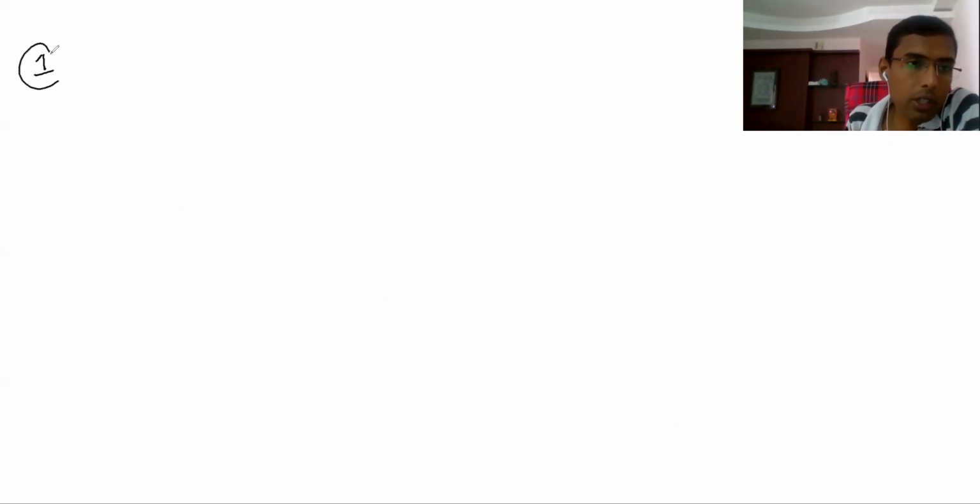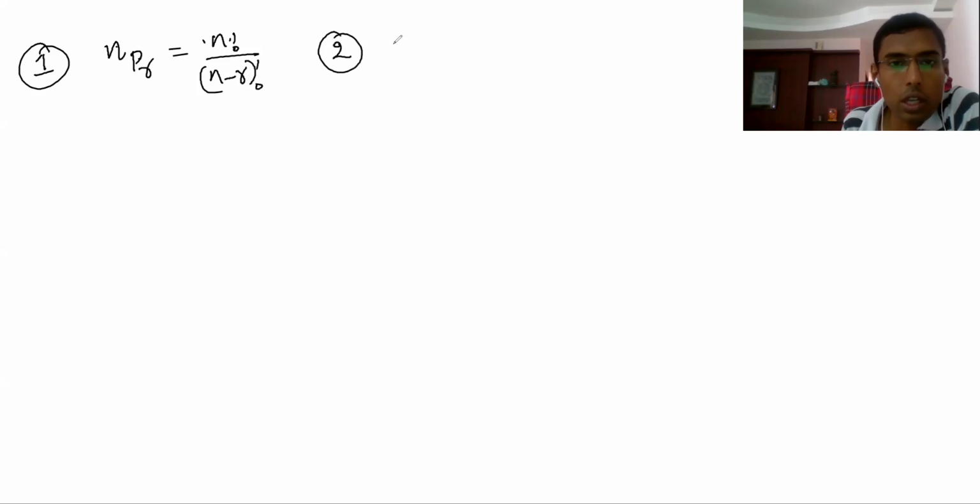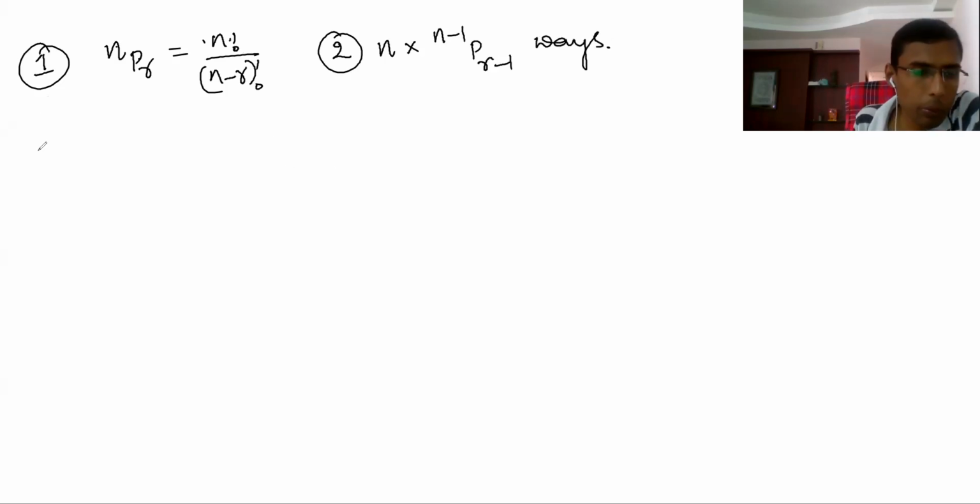Note 1, the first point we discussed, is the number of permutations of n different things taken r at a time, nPr, that is n factorial by (n minus r) factorial. The second point I told is that the first blank is filled in n ways, and the remaining n minus 1 objects can fill the r minus 1 blanks in (n minus 1)P(r minus 1) ways. This is the second thing I told.